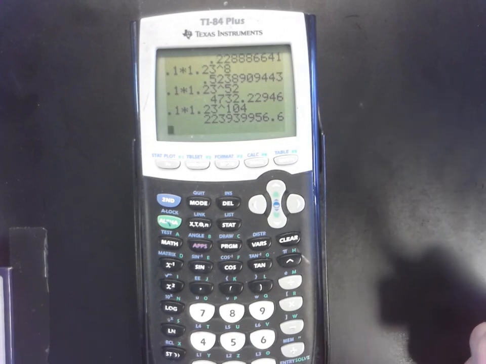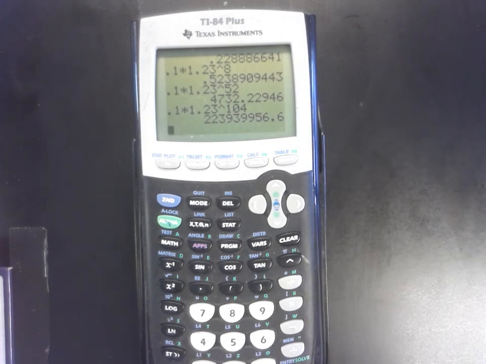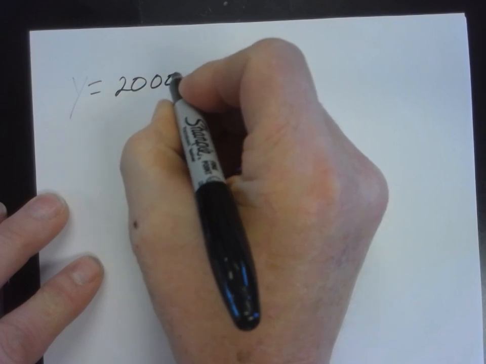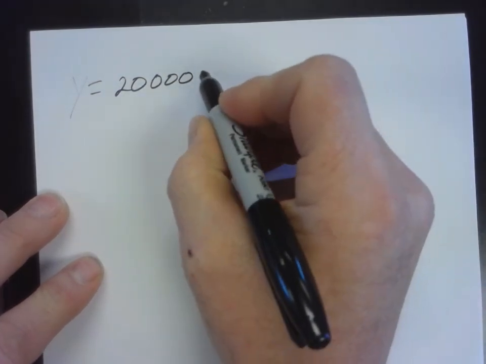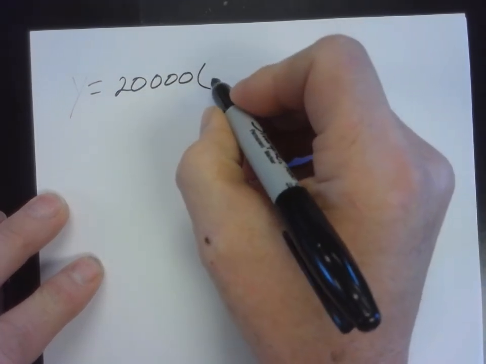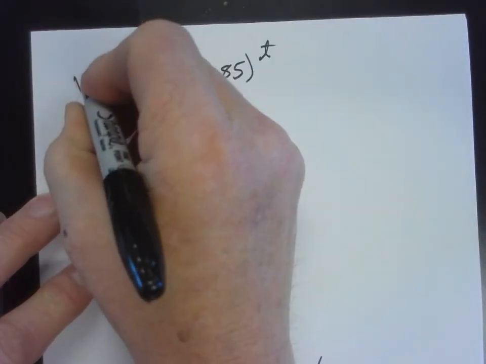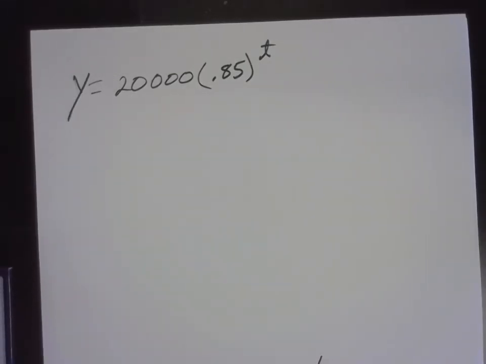Okay. So I want you to get the idea here that exponential growth is not sustainable. Right? Not sustainable. And then with exponential decay, so my car, remember our car? 20,000 times, was it going down 15%? Yep. When will my car be worth $0?